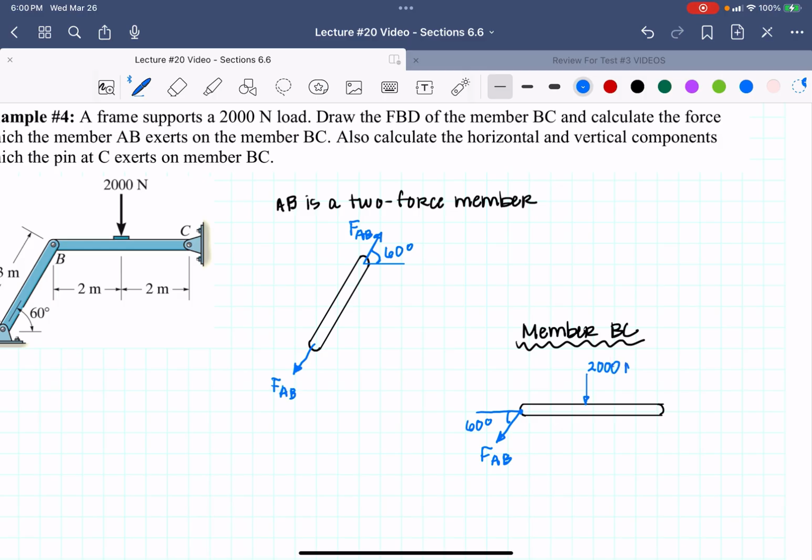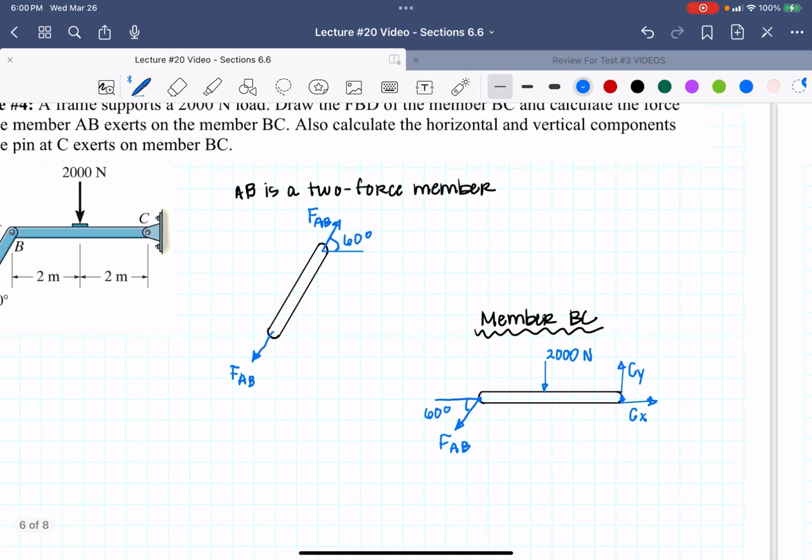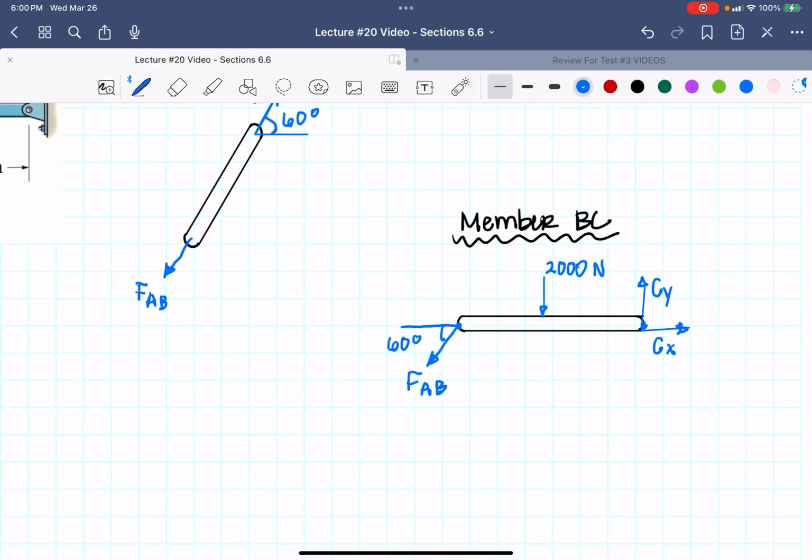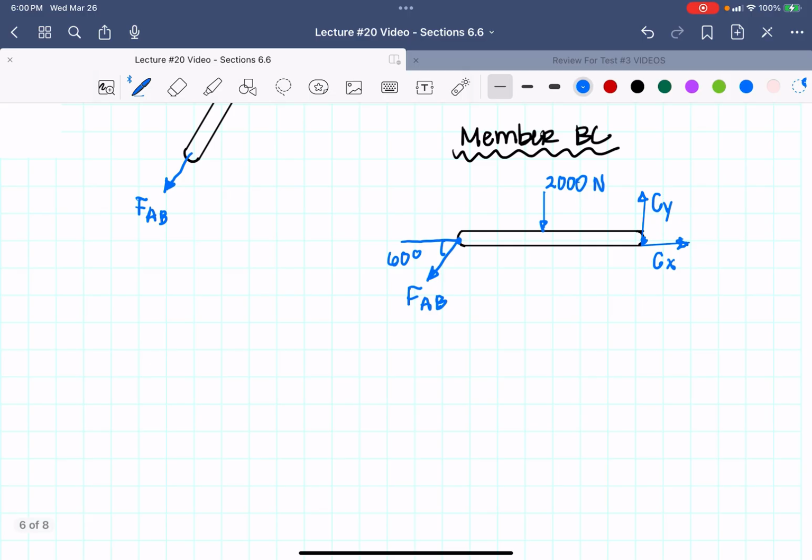And then I've got the pin at C, so I'm going to have an X component, which I'm going to assume is in the positive X direction, and a Y component, which I'm going to assume is in the positive Y direction. So now I've got my free body diagram for member BC. So now we can write our equilibrium equations.